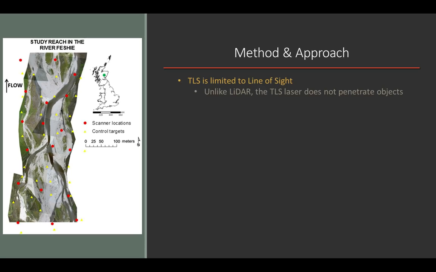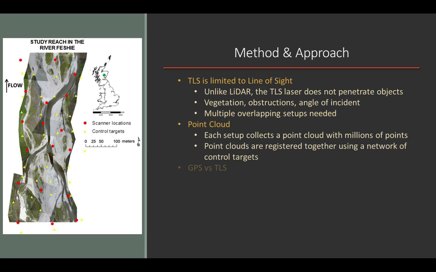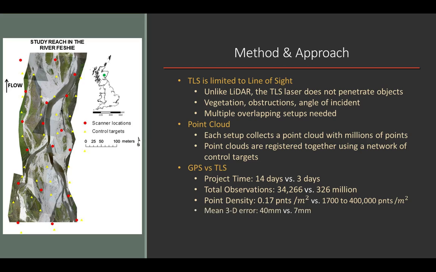So for the method and approach used, on the left you see about a 1 kilometer stretch of the River Feshie, and the red dots are the scanner locations and the yellow triangles are the control targets set up. Because laser scanning is limited to line of sight, unlike LiDAR, the laser that is emitted does not penetrate objects, so things like vegetation and any kind of visual obstructions will affect what is actually collected in the field. Therefore, multiple overlapping setups are needed in order to get all the data that's required for a high quality DEM.